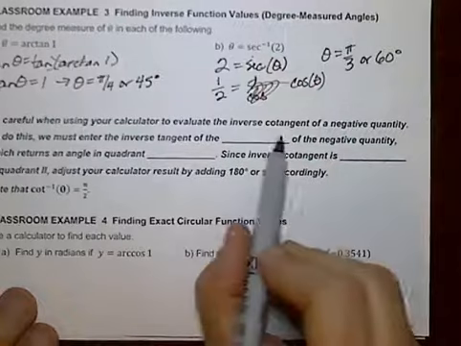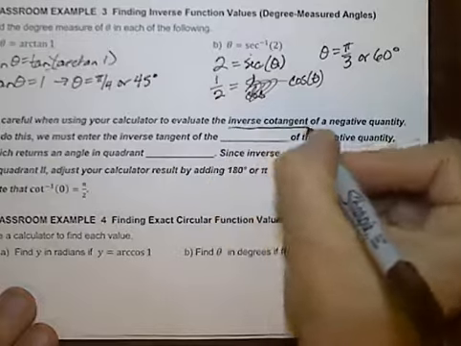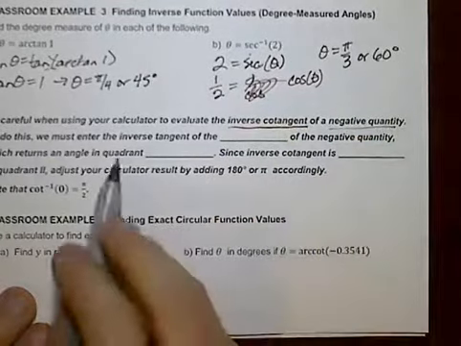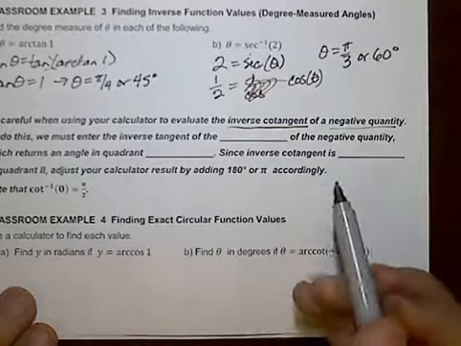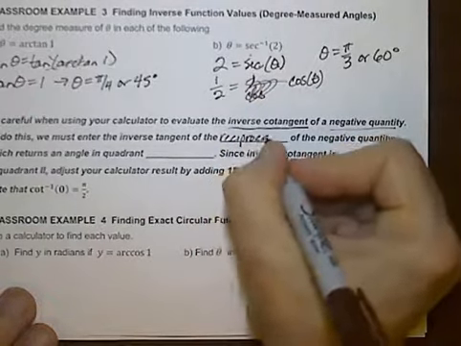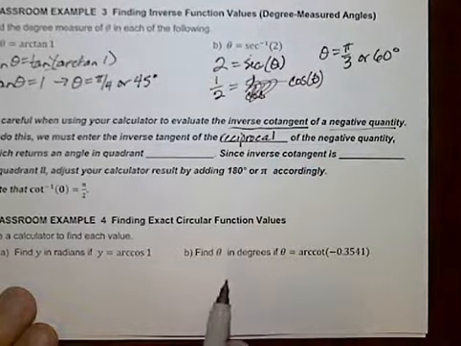There's one picky thing about these. If you're using your calculator to try and find the inverse cotangent of something, if it's a negative number, then to do that, you have to use the inverse tangent function on your calculator. You have to do the reciprocal of the value because cotangent and tangent are reciprocals of each other.